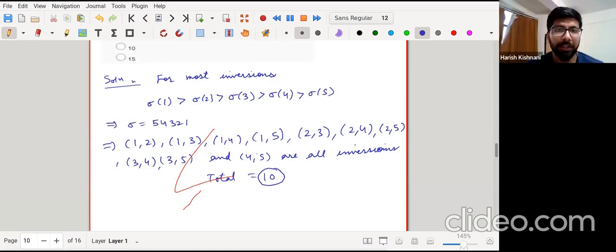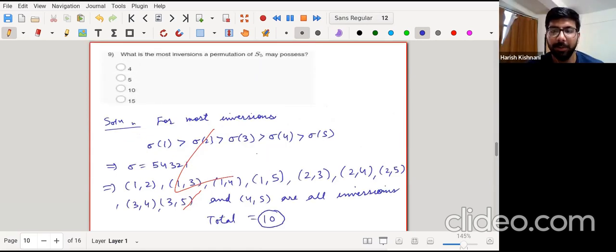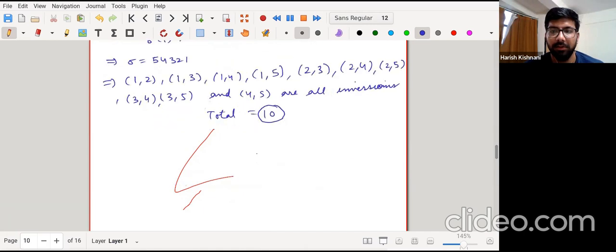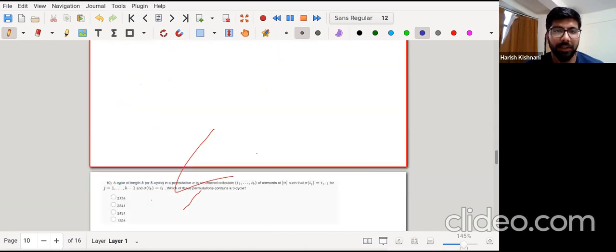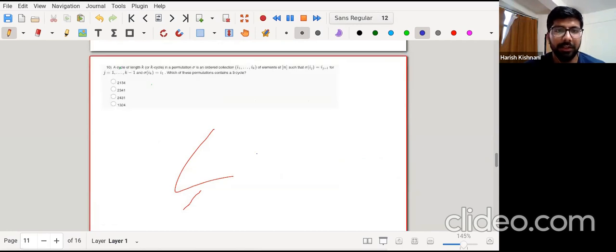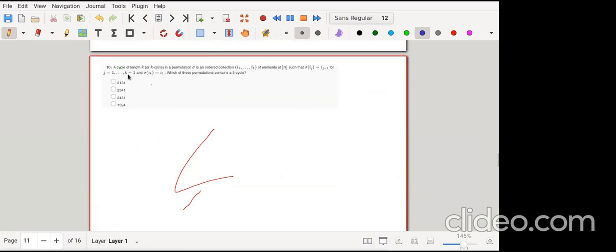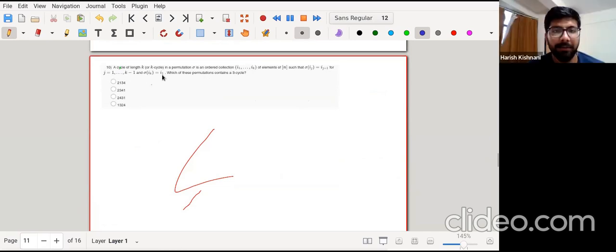So if it is clear to everyone, then we will move to the next question. If you have any doubt, then you can ask. Okay, so let's move to the next question. This question says a cycle of length k, or k-cycle, in a permutation sigma is an ordered collection i1 to ik of elements of the indexing set 1 to n such that sigma of ij is ij plus 1 for j equal to 1 to k minus 1 and sigma of ik is i1. Which of these permutations contain a 3-cycle?